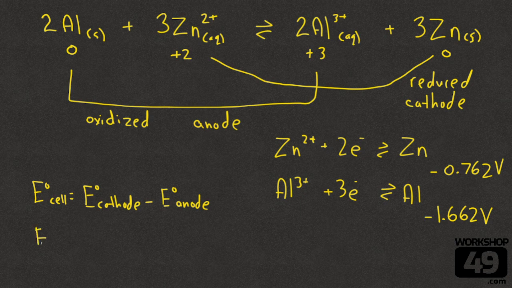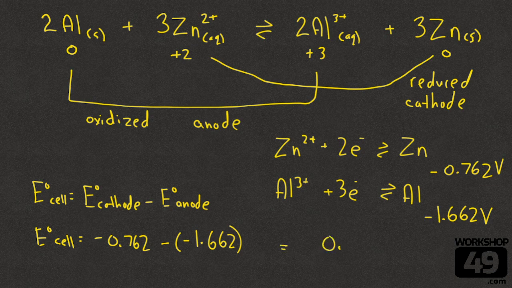To finish this off, our standard cell potential will equal our zinc cathode, negative 0.762, subtract, mind that you're subtracting a negative number, negative 1.662, we're almost there, for a final answer equal to 0.9 volts. And that is 3 different examples of how we can calculate standard cell potential.